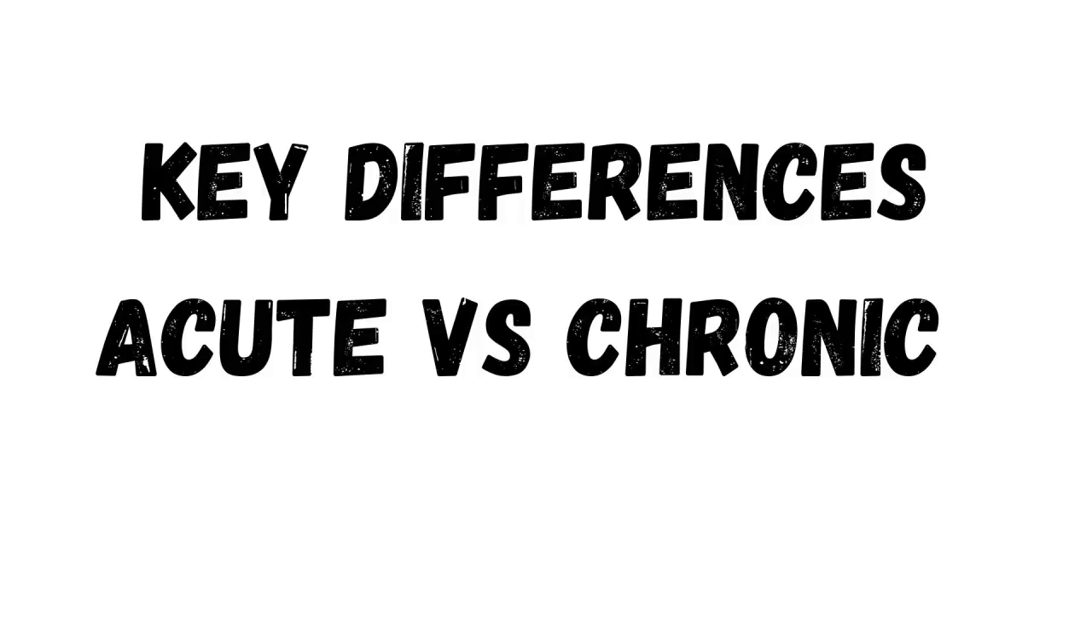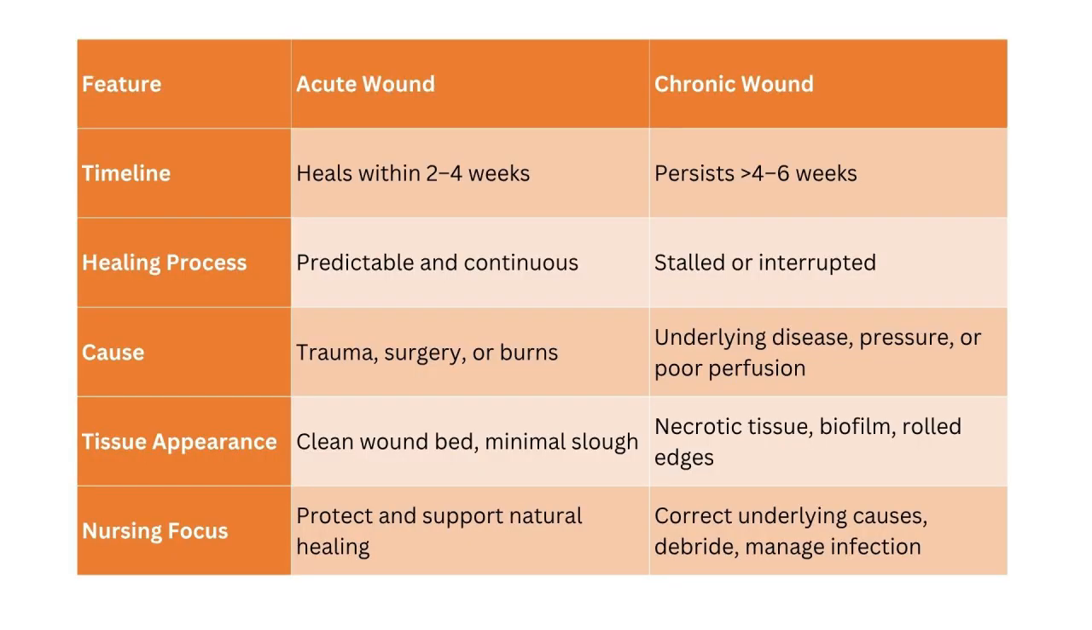Key differences: acute versus chronic. So let's compare them side by side. Let's look at the acute wound first. The timeline: it heals within 2 to 4 weeks. The healing process is predictable and continuous. Causes are trauma, surgery, burns. The tissue appears to be clean with minimal slough, and the nursing focus is to protect and support natural healing.